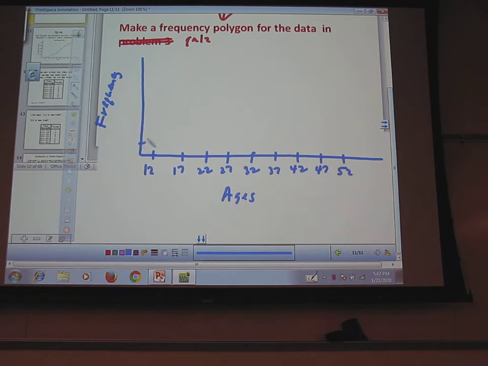So then your frequencies went as high as what? 7. And the first one was 0. Well, okay, so I'm going to do 17. 17 was 4? Yeah. And the next one was 7? And then 5? And then 3? 0, 0, 1? And then we're going to put in the imaginary ones, so the 0 in front and the 0 in the back. And then just connect them all with lines. No big deal. Piece of cake.